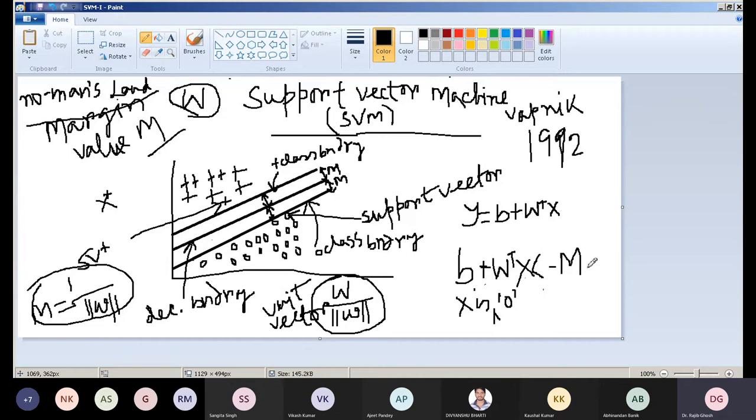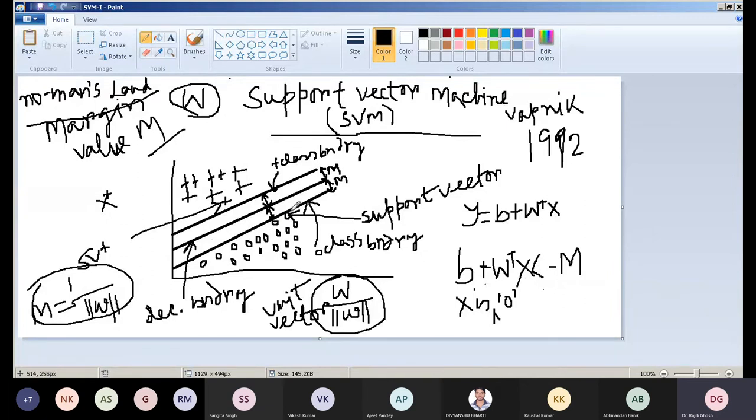And for any point capital X, point meaning your feature vector capital X, if B plus W transpose X is equal to M, it is a support vector of the plus class. And if B plus W transpose X is equal to minus M, it is a support vector of the circle class. That means these are the two support vectors.